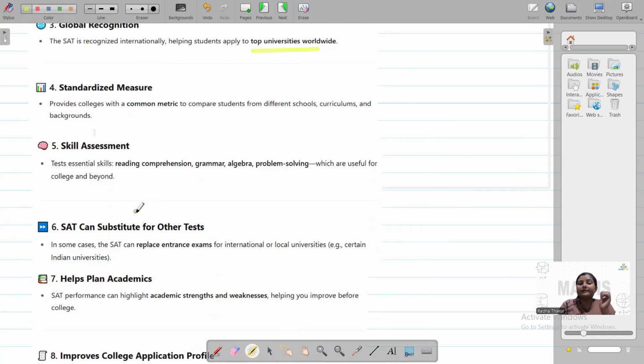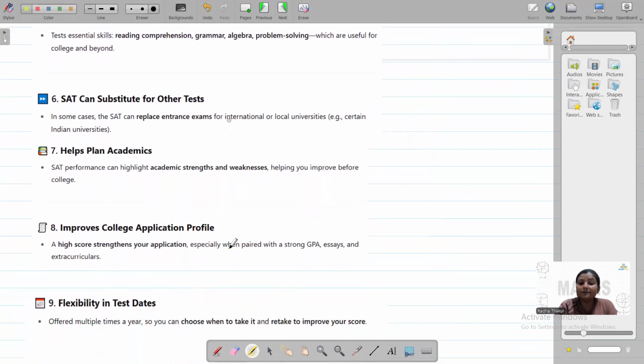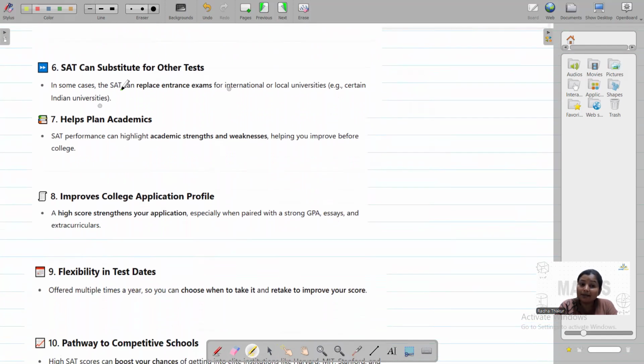And then again, as I already explained, skill assessment. This is a way to assess your skills like reading comprehension, grammar, algebra, and problem solving, which is useful for your future in college as well. So it is quite good for assessing your knowledge. Next, the SAT can be substituted for other tests. In some cases, the SAT can replace your entrance exam for international or local universities. Because this test assesses your knowledge of math, reading, and writing, it helps you see your academic strengths and weaknesses and improve in college.